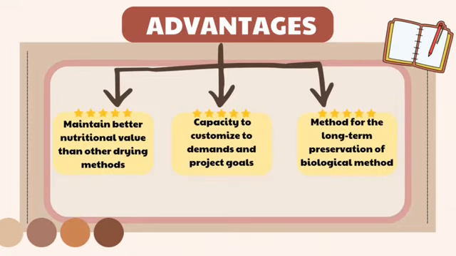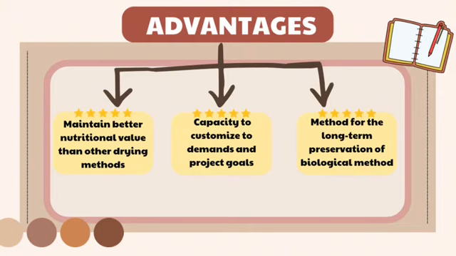Advantages. There are 3 advantages of freeze drying. The first one is that it maintains better nutritional value than other drying methods. The process also preserves the actual color and shape of the original raw material, so consumers are actually getting real fruits and vegetables in their diets. The intense flavor and aroma of freeze-dried ingredients also closely resemble the profile of the raw material.